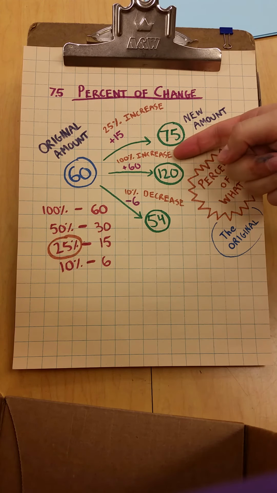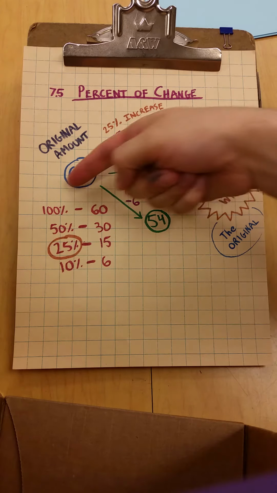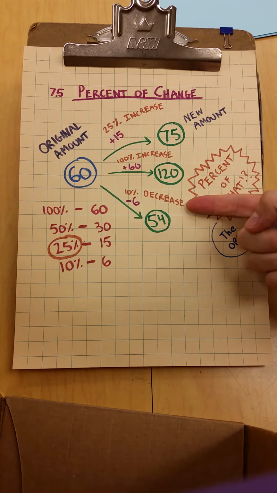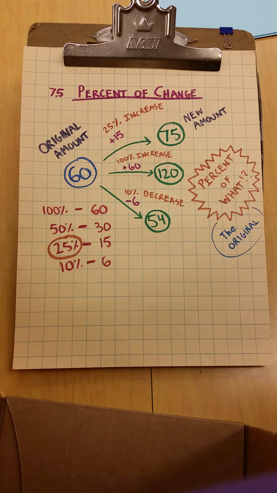So this will be a 100% increase because it grew by 100%. This will be a 10% decrease because it decreased by 10%.